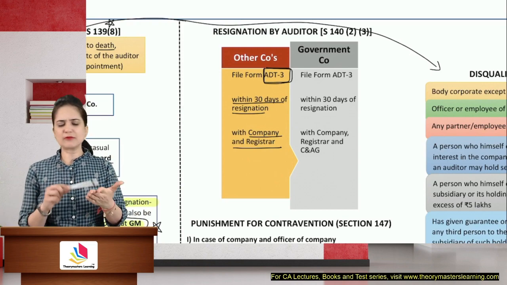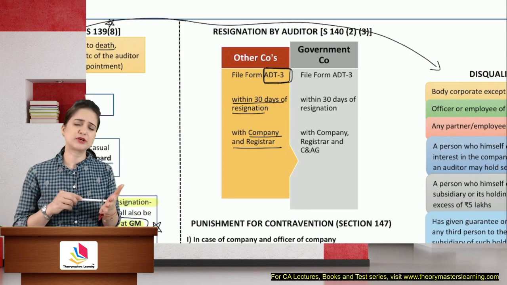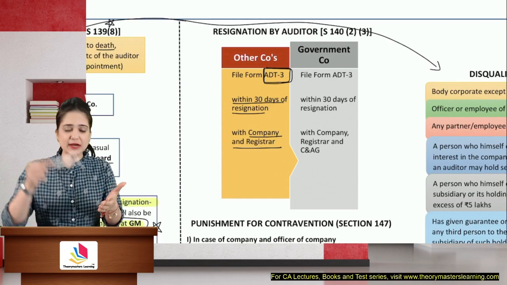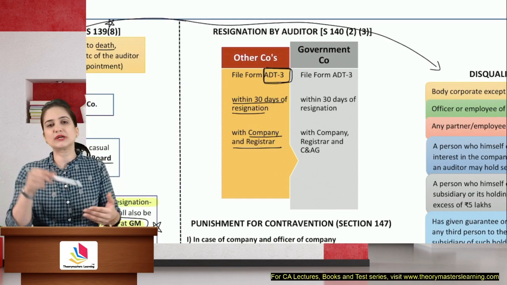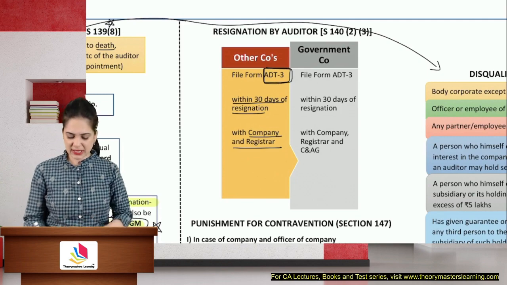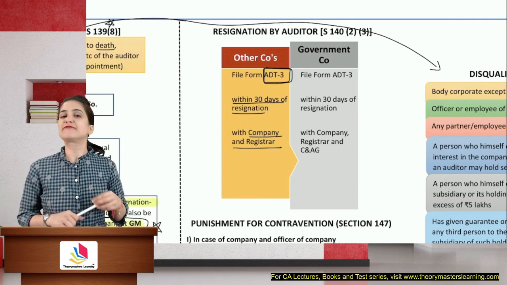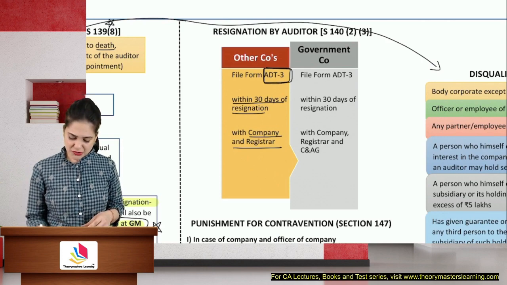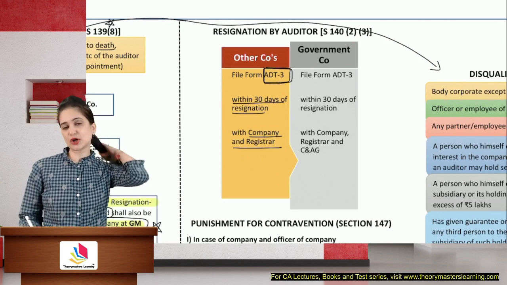You tell me up till what date you have completed the audit. Have you paid the audit fees or not? What are your observations? Was there any qualification? Why are you resigning? We would like to know the reasons. So in this case, the auditor will file form ADT3. It is to be filed with the registrar and the company within 30 days of resignation.